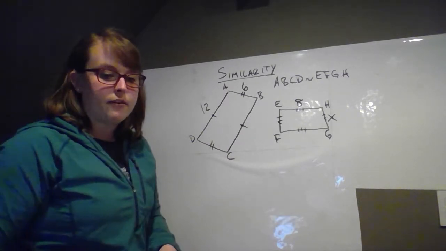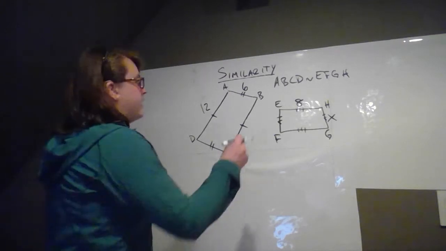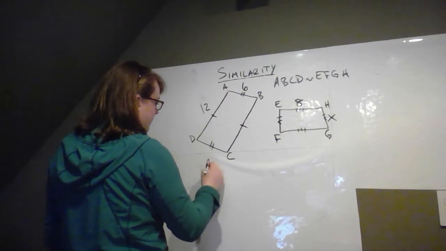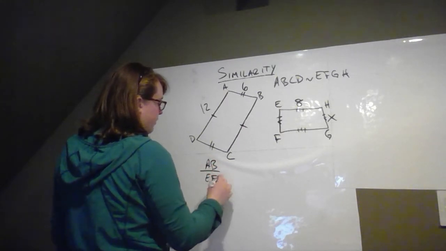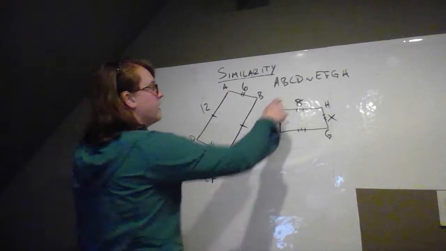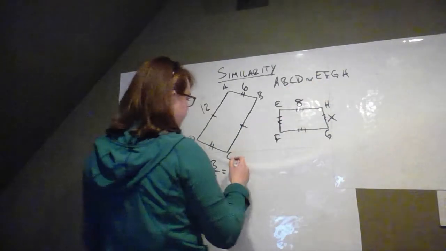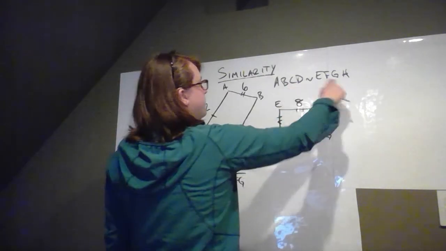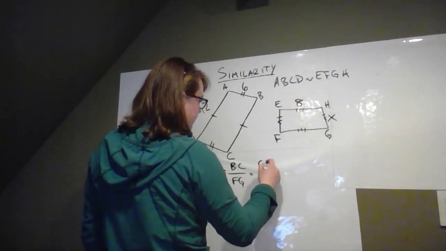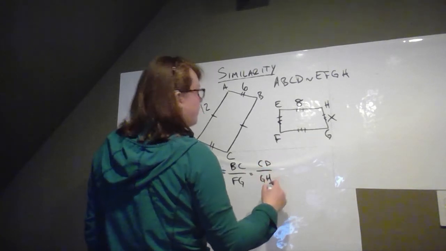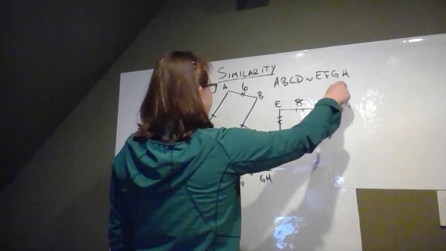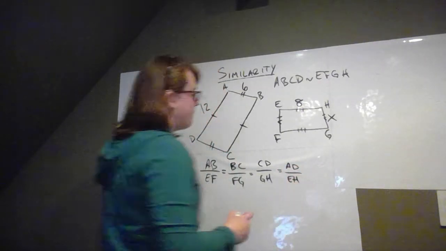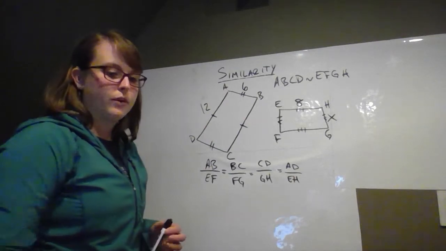But the always kind of fail-safe way to do it is to set it up going, okay, AB over EF, because we know those two are the first two letters, so they must go together. BC over FG, CD over GH, and AD over EH. And then you can go through and kind of fill in what you know.